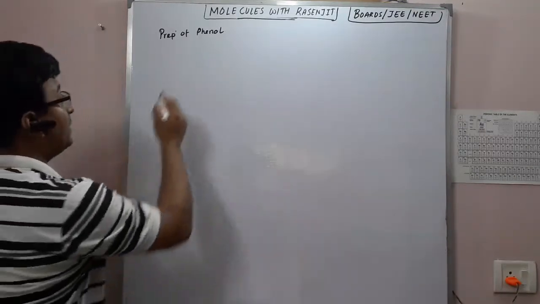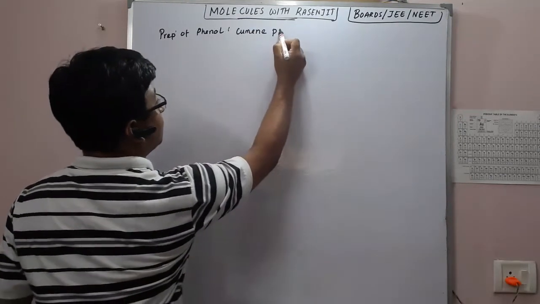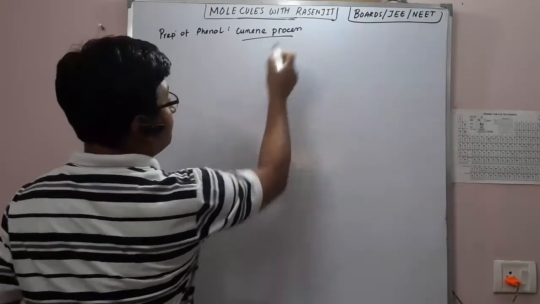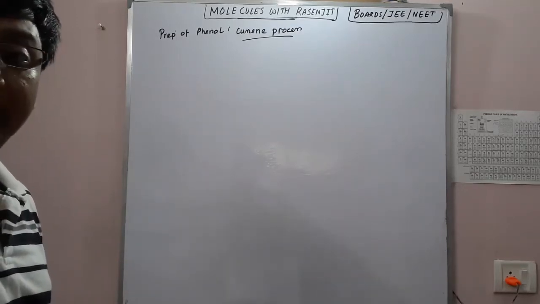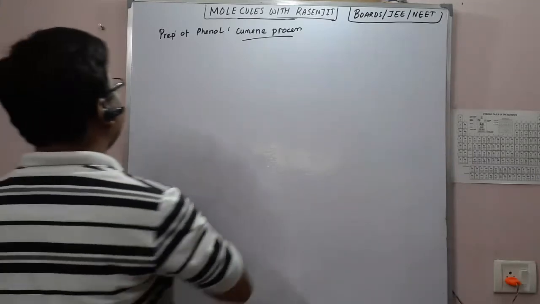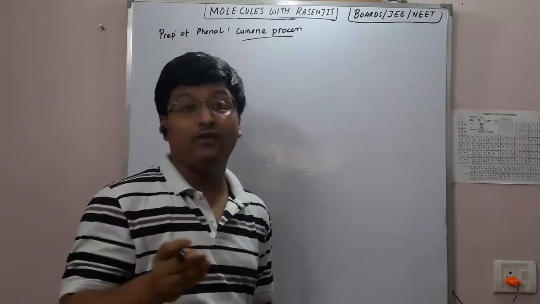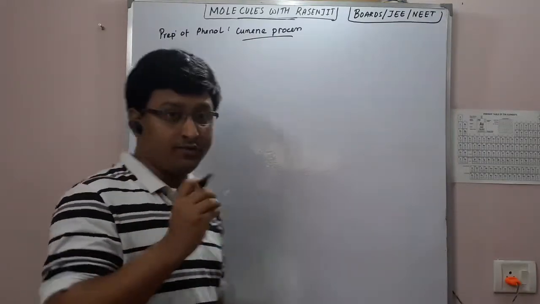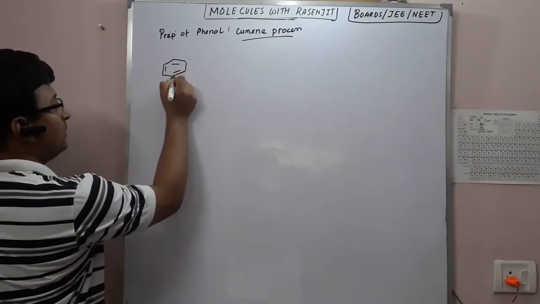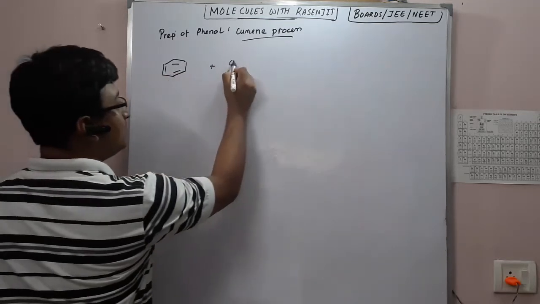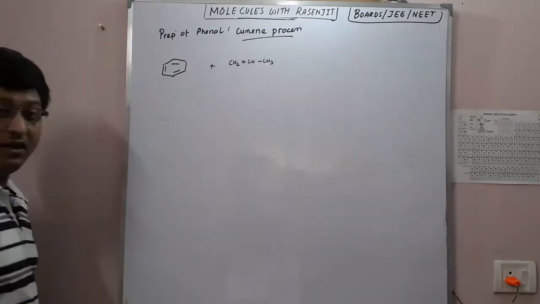The method we will talk about today is the cumene process. Why is the cumene process so important? Because to make phenol you basically require two inexpensive compounds. You require benzene, which is not an expensive compound, and another thing you require: CH2=CH-CH3, propene.